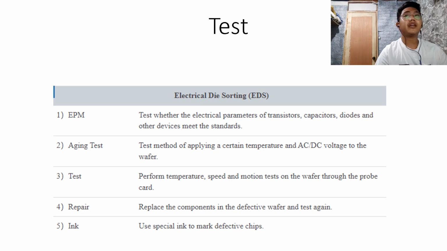And fourth is the repair. Now, repairing is the most important test step because some defective chips can be repaired and you only need to replace the defective components.